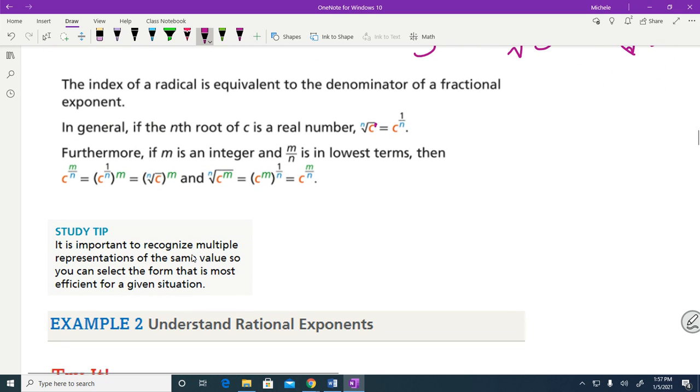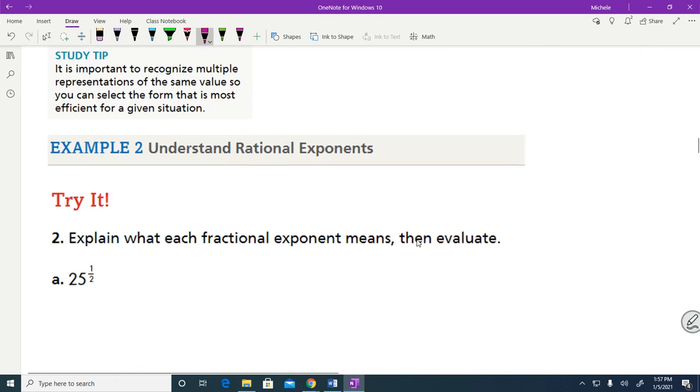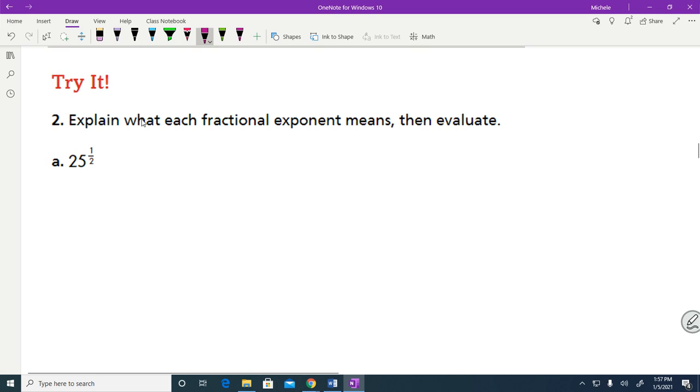Now, it is important to recognize the multiple representations of the same value, so you can use the most efficient method for a given situation. That will make it easier on yourself if you are familiar with the multiple representations. So in example 2, you have to explain what each fractional exponent means and then evaluate. So 25 to the 1/2.